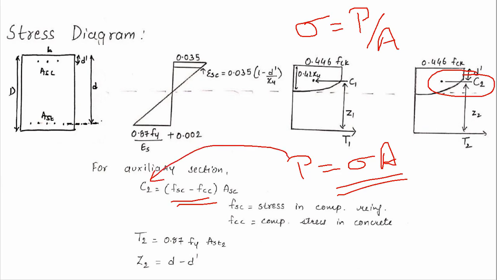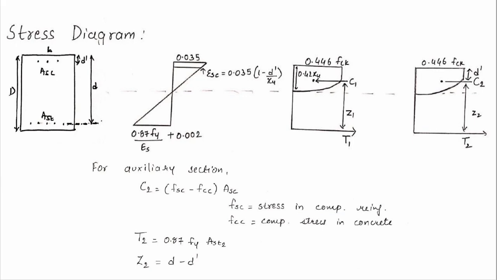P is our C2, A is our ASC, and sigma, that is stress, is FSC minus FCC. So the stress here will be FSC minus FCC. ASC will be our area of steel in compression, and C2 will be our compressive force. Now FSC is the stress in compression reinforcement, and FCC is the compression stress in concrete.